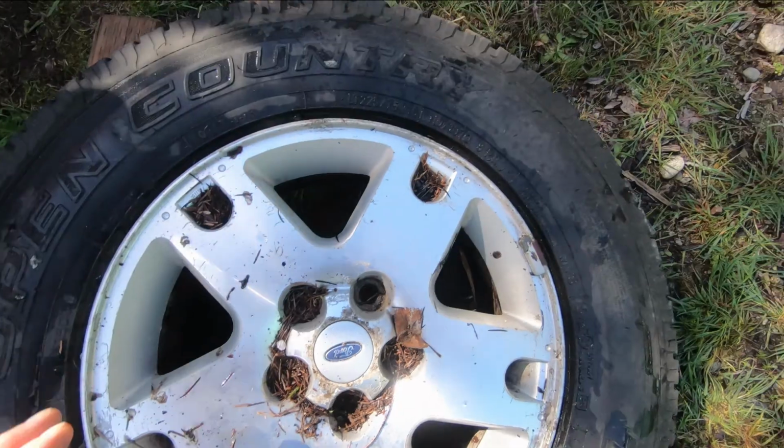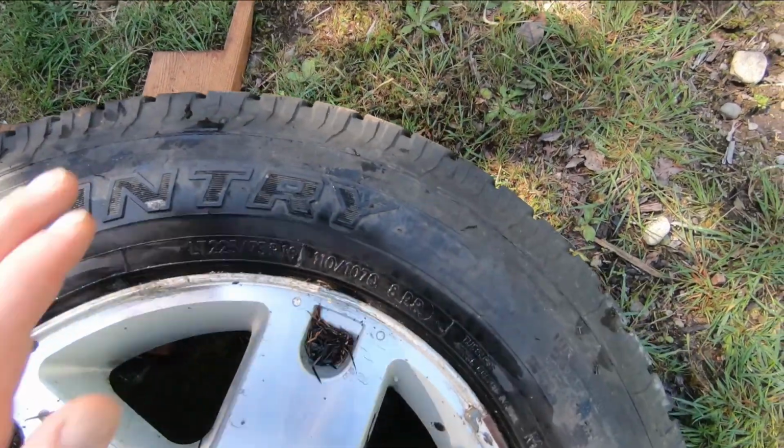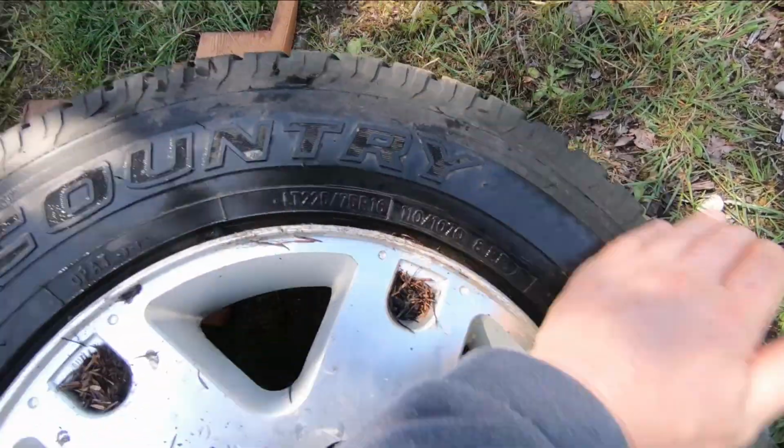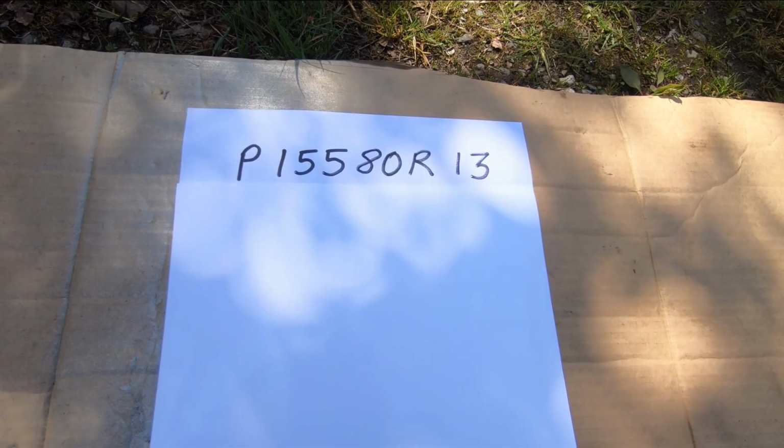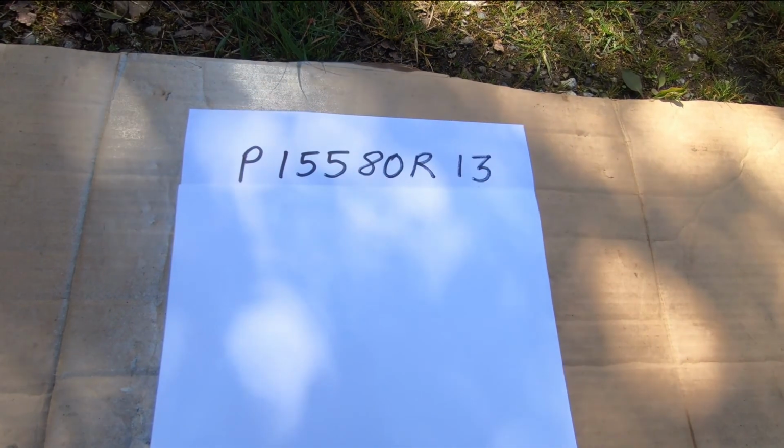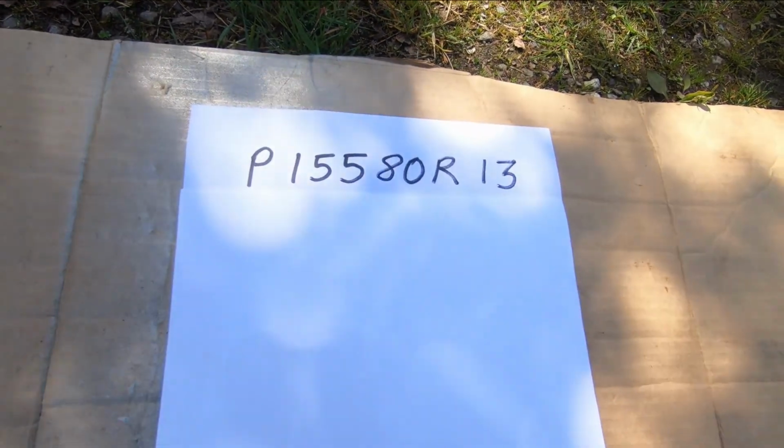Okay, if you look on any modern tire, you're going to have a series of numbers. I'll explain to you on a piece of paper what that number means. And I'm back. Have you ever wondered what all the numbers mean on the side of your tire?